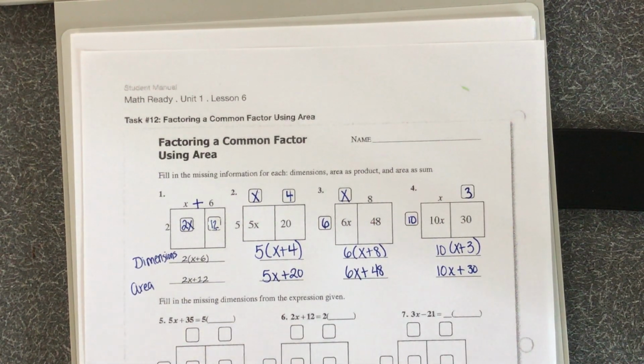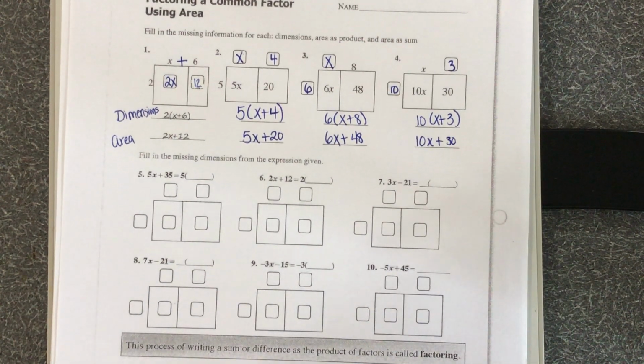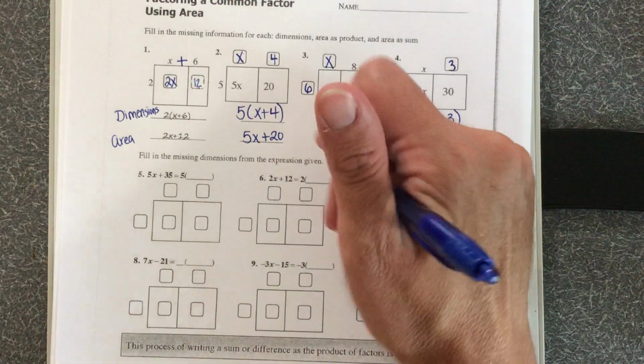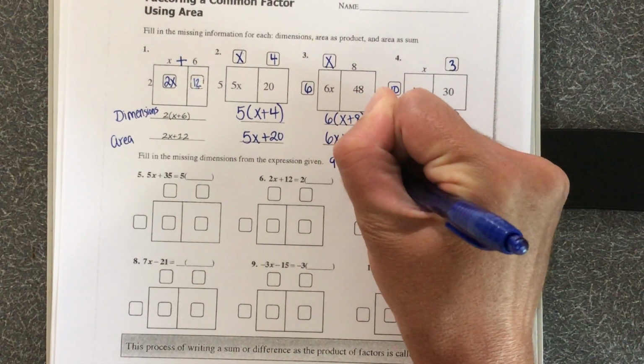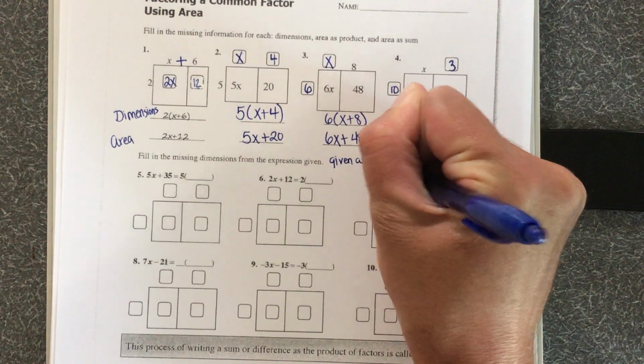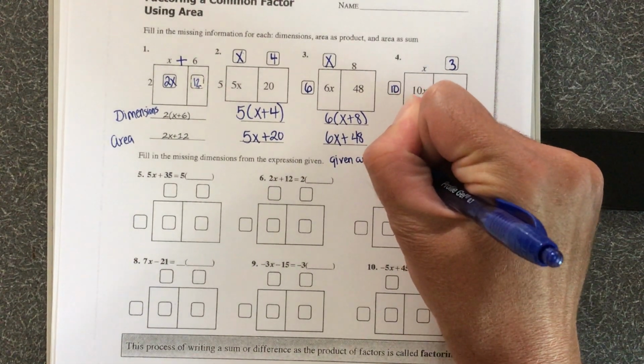So now in numbers 5 through 10, we're going to be filling in the missing pieces. Notice how they've given me the area. So if I'm given the area, then I'm having to find the dimensions.